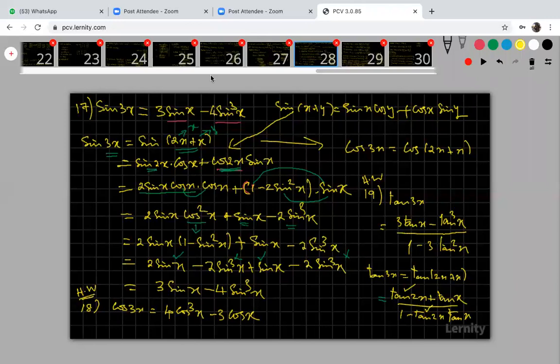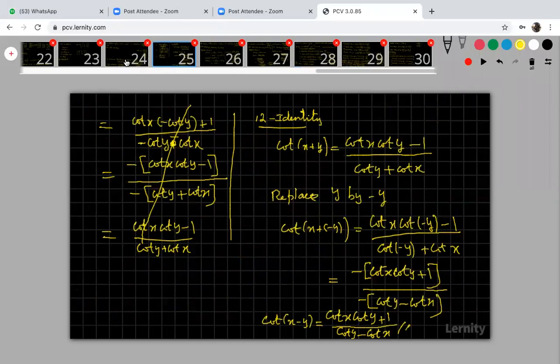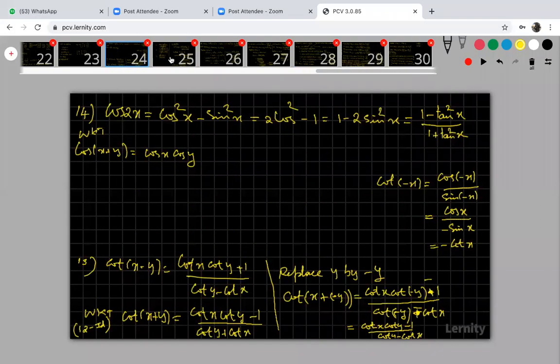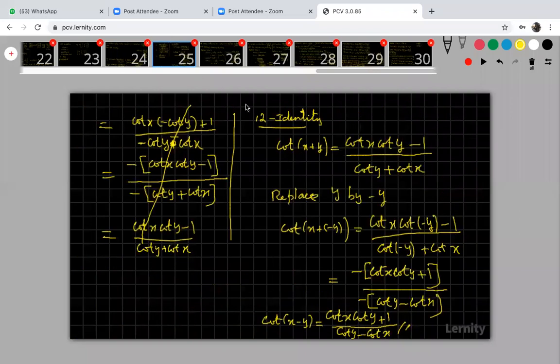Yeah, very good. I'm applying this formula sin x plus y. Okay, right. I will show all the slides one by one. This is the 14th, this is the 13th. The 13th proof is here. This is our 13th, which we discussed yesterday. This is our 14th.